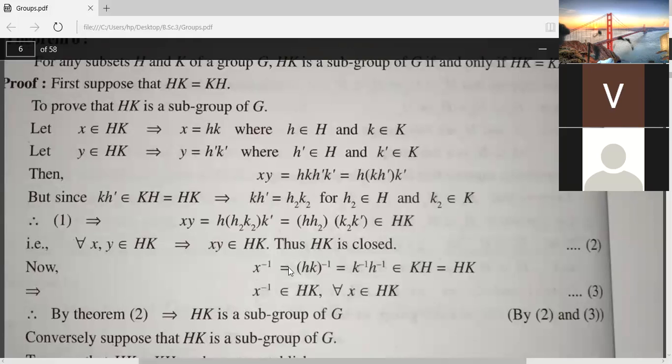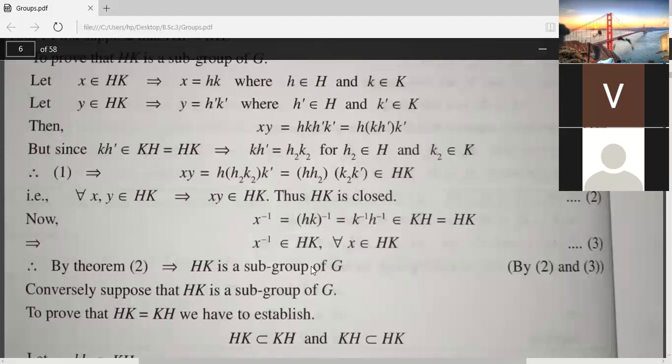Now X inverse. Here we are writing X is equal to HK. That inverse, if you apply the reversal law in groups, you get K inverse H inverse belongs to KH, which is equal to, already taken, KH is equal to HK. That's why you are writing K inverse H inverse belongs to KH is equal to HK. Now X inverse belongs to HK for X belongs to HK. Now what we can say, HK is a subgroup by theorem number 2.